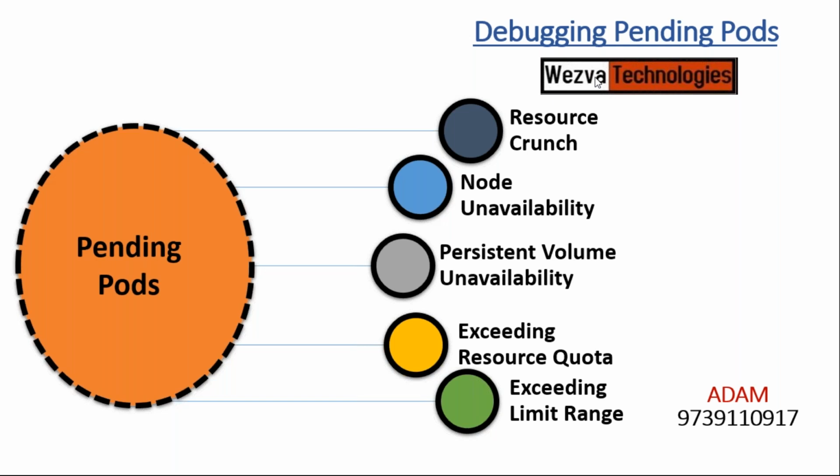Now, the first scenario is a resource crunch. So what do you mean by resource crunch? You want a pod to be created with a certain amount of RAM or a certain amount of CPU to start, but that capacity is not available in any one of the machines. Then you will be seeing this resource crunch. Same way, if in Kubernetes there is no machine matching the requirement that your spec is asking for, then the second scenario of node unavailability will be there.